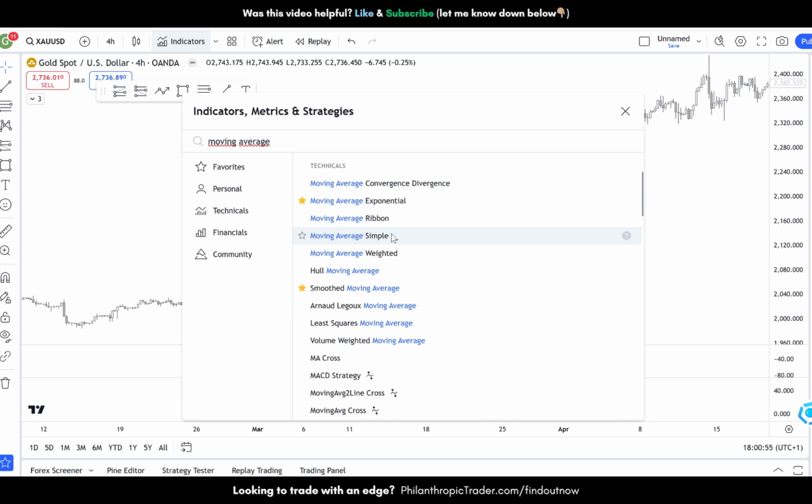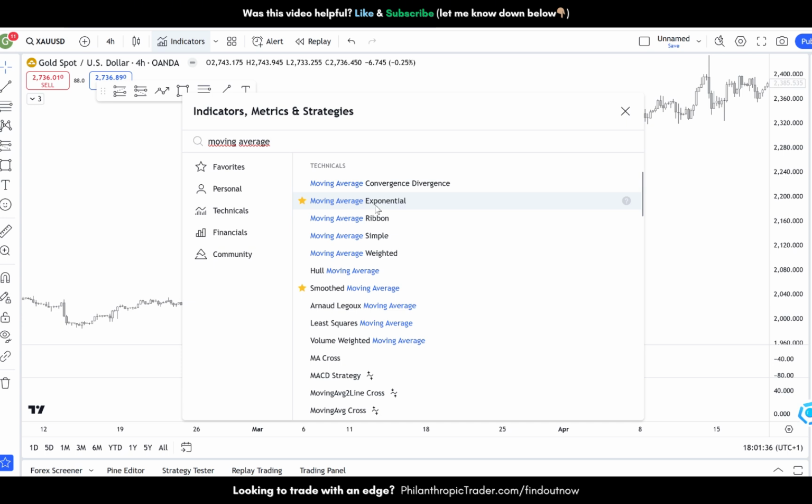So if someone mentions moving average, 9 times out of 10 he means either the simple or the exponential, but most of the time they are talking about the simple moving average. So simple, it's a bit looser to the chart. The exponential is faster, so many traders say that the exponential moving average gives better trading results because you enter the trade faster.